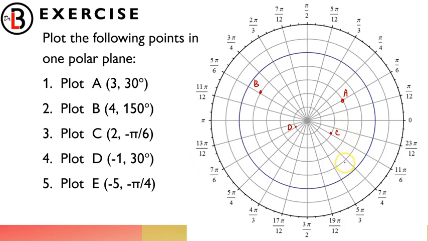Negative pi over 4 is here. Negative pi over 4 is the same as 7 pi over 4. But it says they're negative 5. So 1, 2, 3, 4, 5. This is point E.